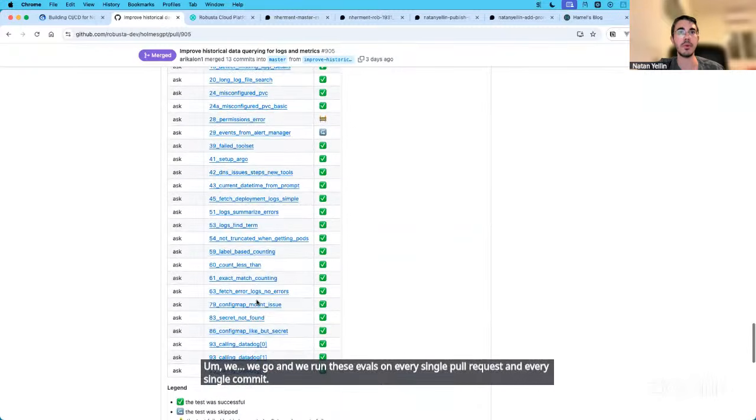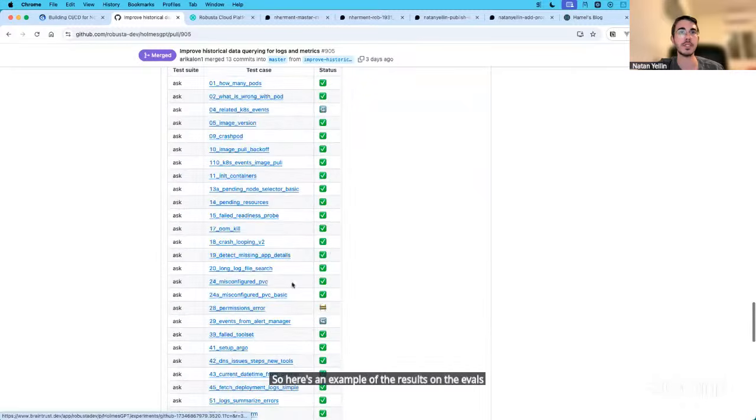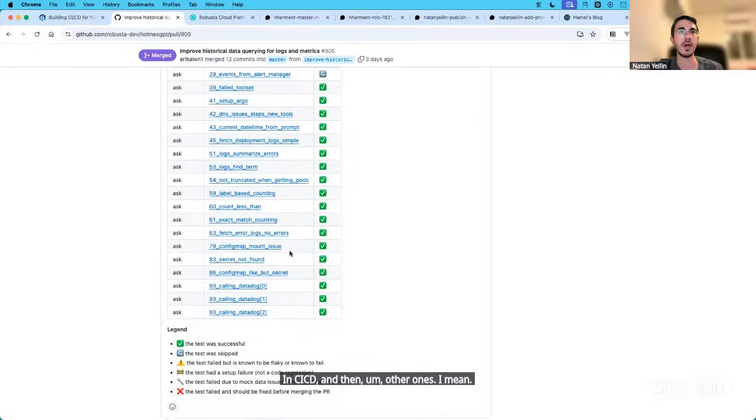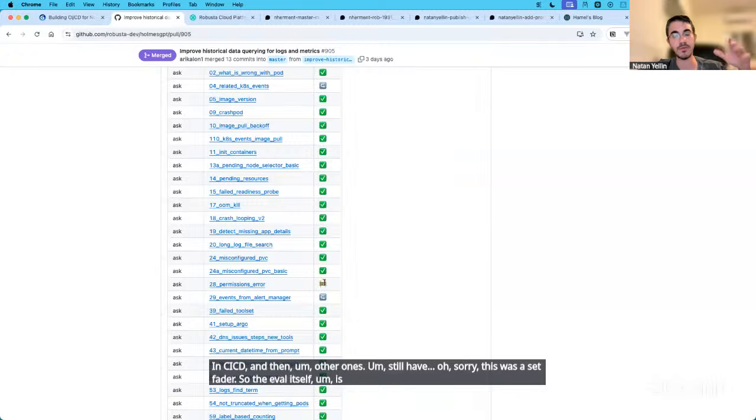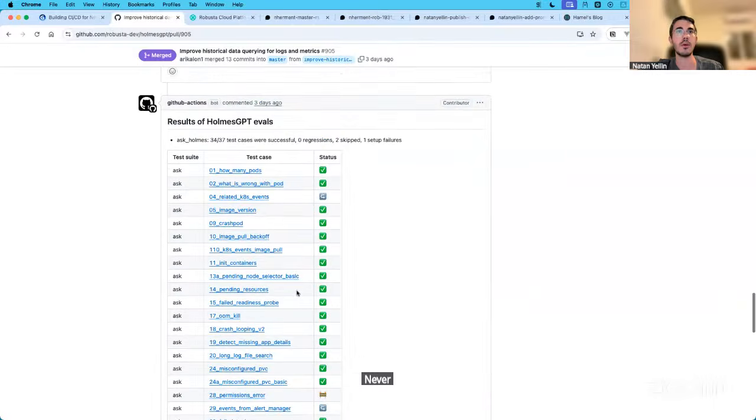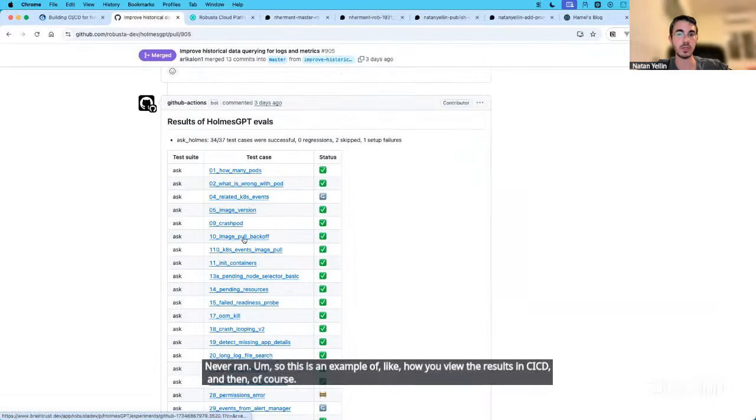So here's an example of the results on the evals. Some of the tests we skip in CI/CD, and then other ones have a setup failure. So the eval itself is fine. We failed in setting up something in the Kubernetes cluster, but the eval itself never ran. So this is an example of how you view the results in CI/CD, and then of course you can click to drill down to results.